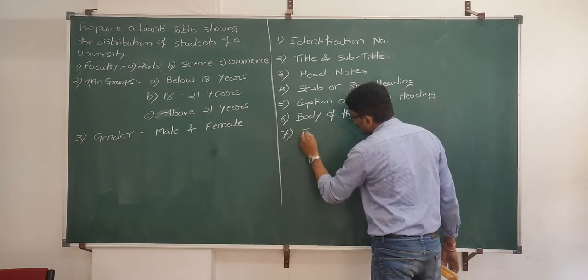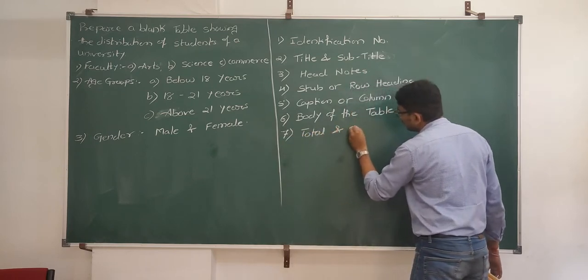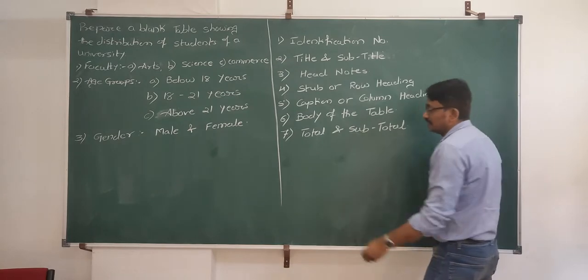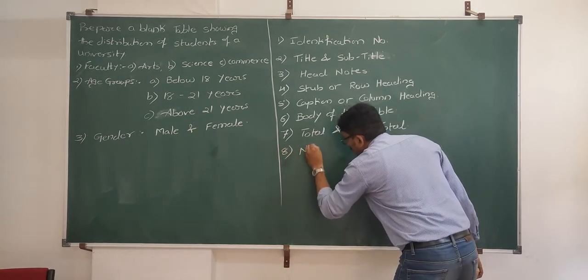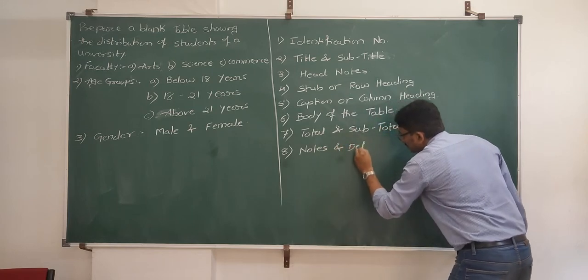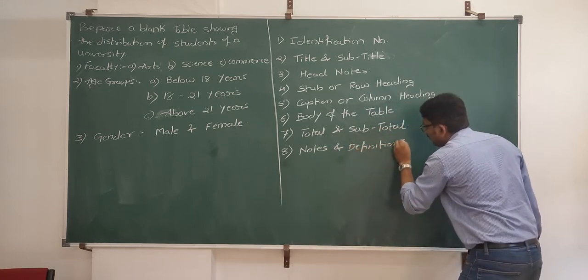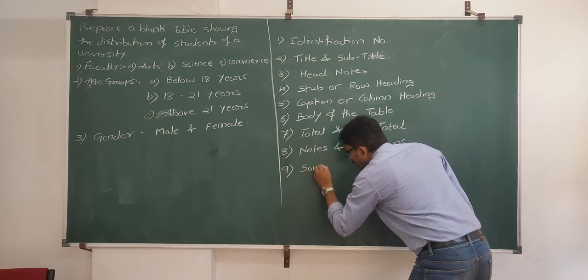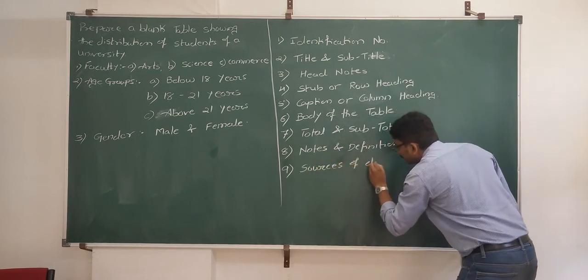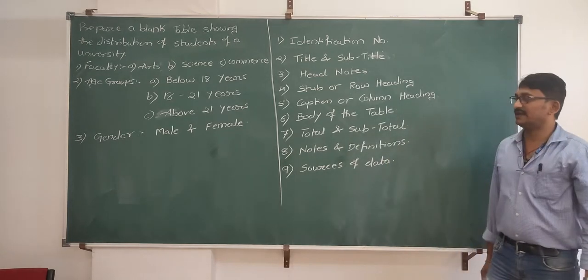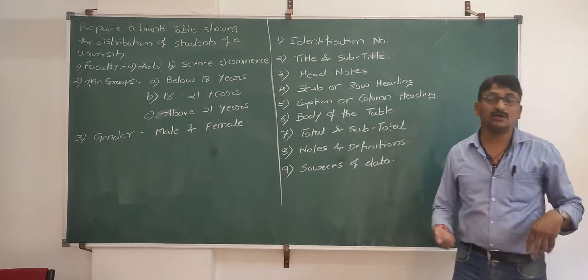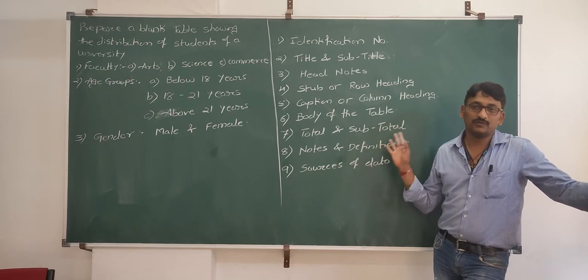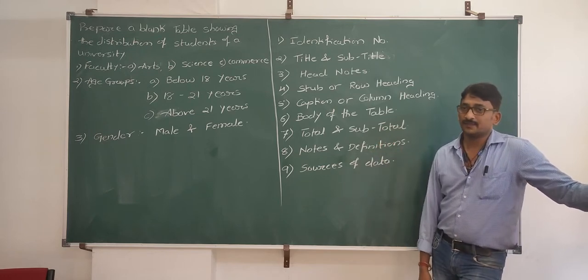Seventh one is total and subtotal. This is the seventh component. Eighth one is notes and definitions. And last one, ninth component is sources of data. These are the 9 components of a blank table or a statistical table. As per the information, we can skip one or two, but we have to include the majority of the components.